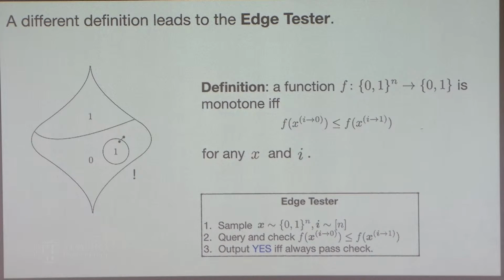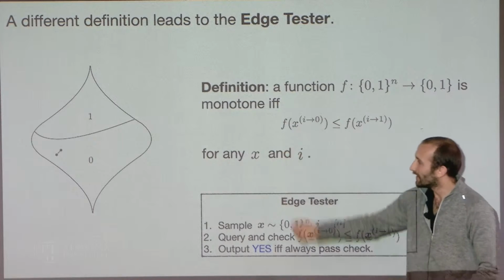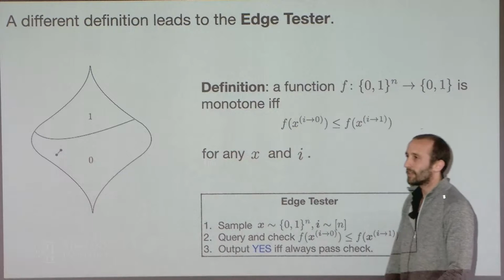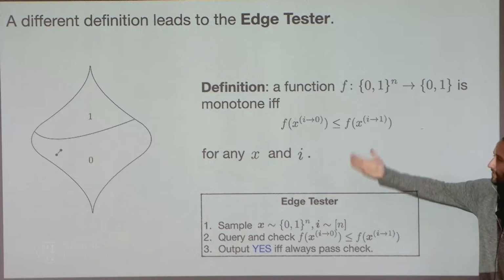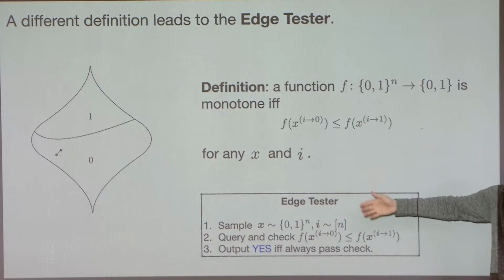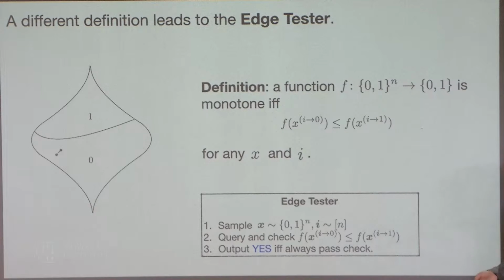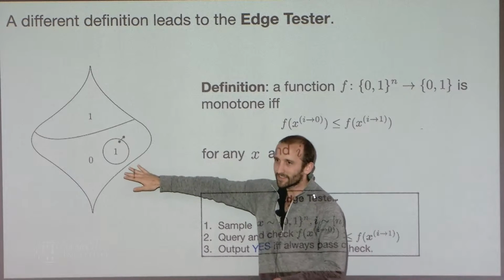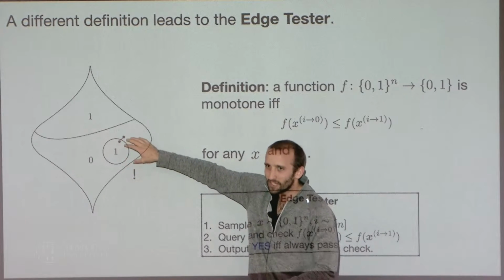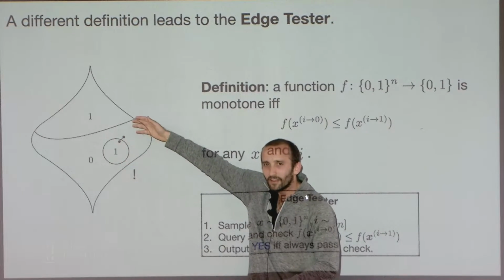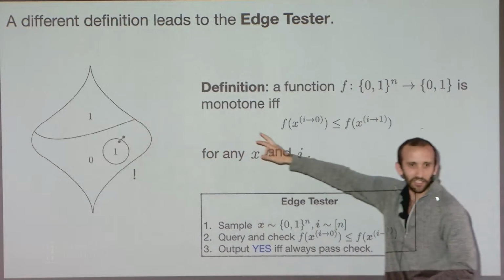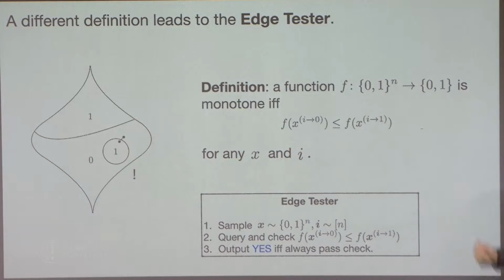Okay. So here, in this function, whenever you query two inputs, x and x after flipping the ith bit, if it's monotone, you will never reject. Right? So this is also a one-sided tester. The goal is that if you have a function that is epsilon far from monotone and has this region where flipping from 1 to 0 may happen, then this test will eventually catch that flip from 1 to 0. Okay, and then you would be able to say reject.